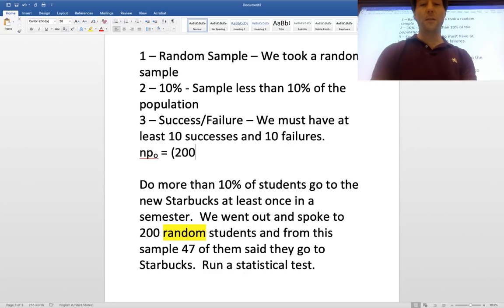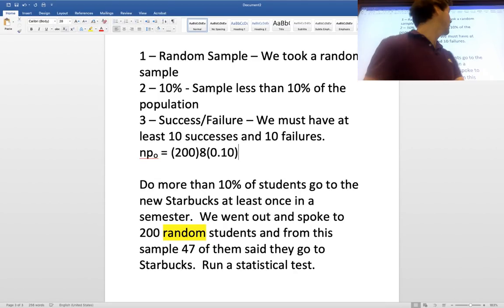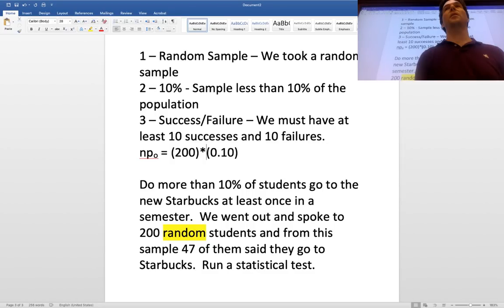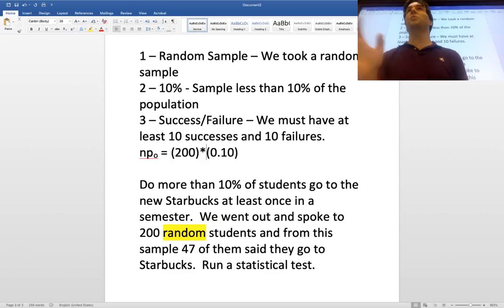200 times 10%, right? And then, whoops, got my star between that. 200 times 10%. Does everyone see how I'm finding these? Does everyone see what I have right here? 200 times 10%. Now be careful, you see the 47 in there. Maybe we'll mark some notation here in a moment. That 47 is not P naught. We'll use it for something else in a moment.